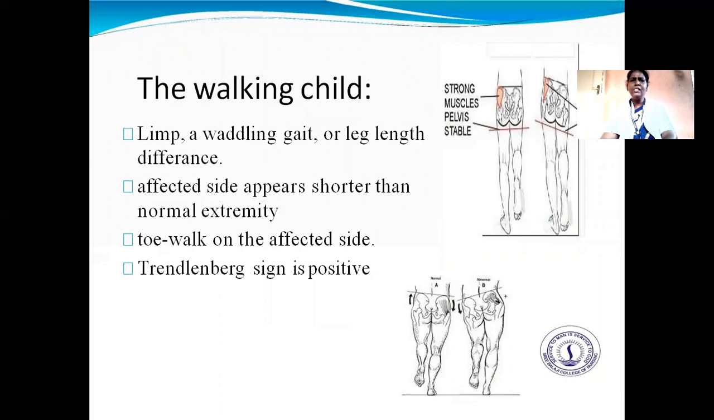In the walking child, there is a limp, a waddling gait, or leg length difference. Then the affected side appears shorter than the normal extremity. Then toe walk on the affected side. Then Trendelenburg sign is positive. Trendelenburg sign will be positive for the walking child. The limp, waddling gait, or leg length difference will be there. Then the affected side appears shorter, there is toe walk on the affected side, and Trendelenburg sign is positive.